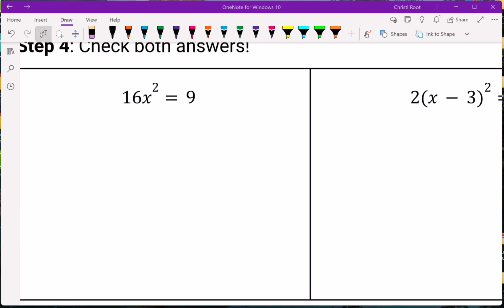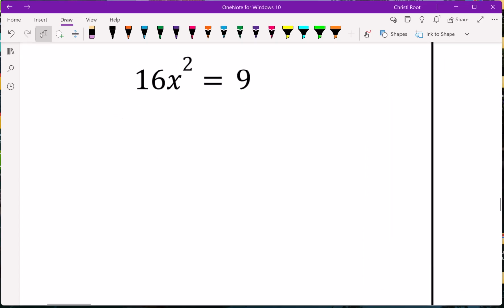So in this section, I am pulling directly from the 8th grade section in Delta Math. And yes, it's 8th grade, and a lot of times we pull from middle school math in Algebra 2, and that's normal. It's okay. So we're going to enjoy it while we can. So let's say you've got 16x squared equals 9. What I like to do is divide my equations into a left and a right side.